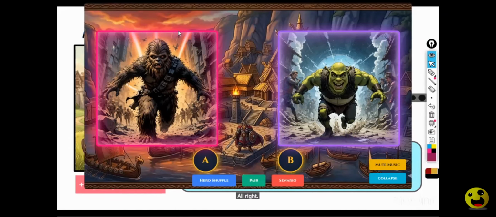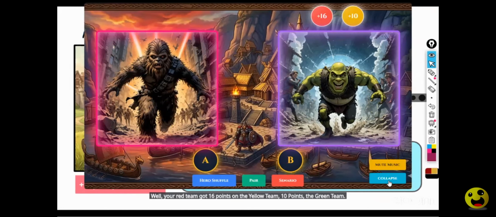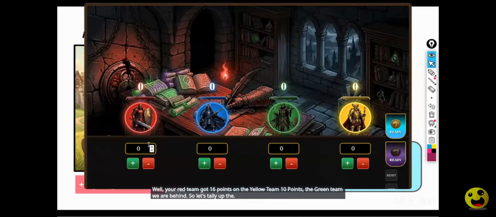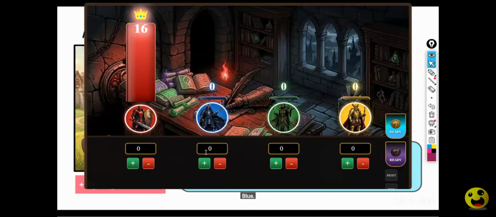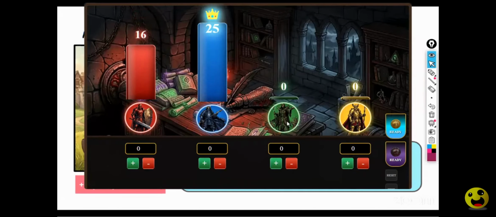All right, share results. It seems that Shrek won. I assumed that Shrek would win. So let's see what points Shrek has. The red team got 16 points and the yellow team 10 points. The green team, we are behind. So let's tally up the points for today. I use this to keep track. The red team has 16 points. The blue team left today with 25 points. The green team has 0, and the yellow team left with 18 points today.